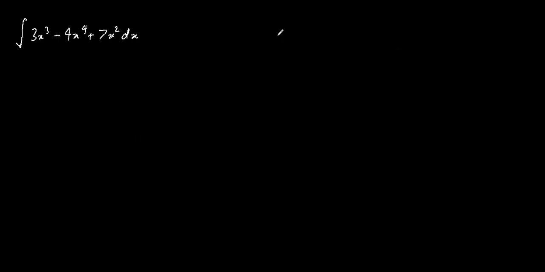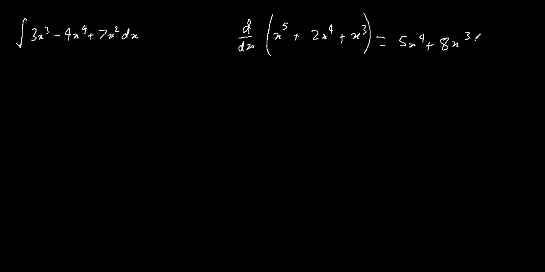What I can do is, if I have x to the 5th plus, I don't know, 2x to the 4th plus x cubed, and I'm differentiating the whole thing, I can differentiate each term individually, right? So then that just gives me 5x to the fourth plus 8x cubed plus 3x squared. So in the same manner, we can split this integral into integrating each term by itself.